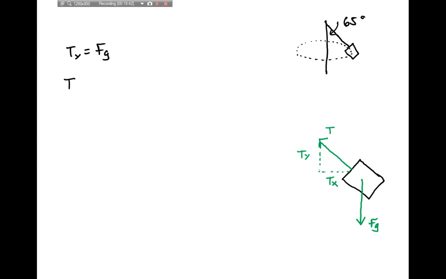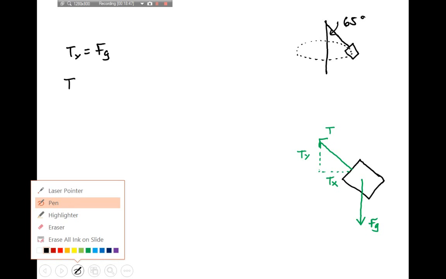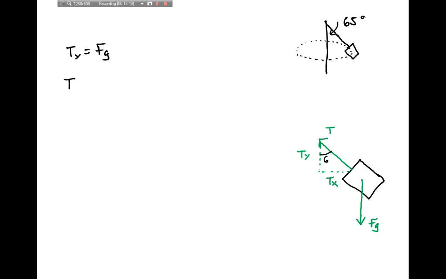So the y component of my tension, let's think about this. If this angle up here is 65 degrees, that means that this angle right here in this triangle is 65 degrees. The y component of my tension is adjacent to this angle. So the y component of my tension is equal to the magnitude of the tension in the chain times cosine of 65 degrees. And this needs to cancel the force due to gravity, which is mg. So rearranging to solve for the tension, I see the tension is equal to mg divided by cosine of 65 degrees.